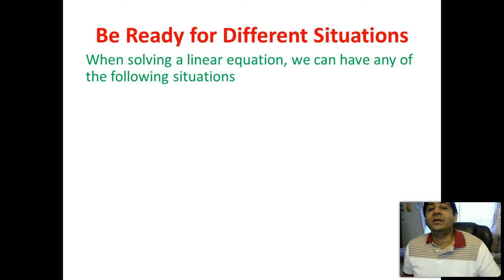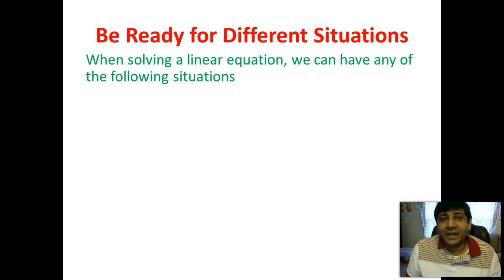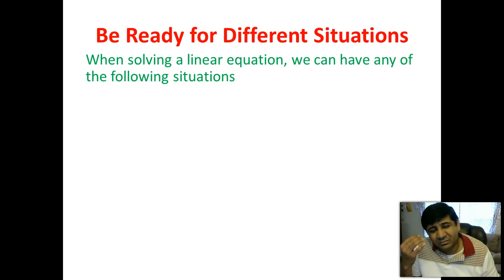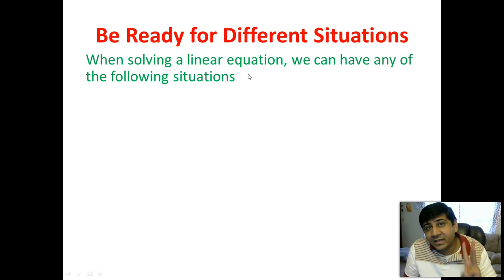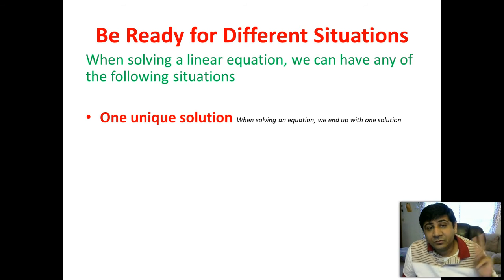Now things are not always as easy and straightforward as we saw in the previous example. In the previous example, the equation was given to you, we solved it, and we got a solution. But that's not always the case. Be ready for strange situations. When solving a linear equation, we can have any of the following situations. Three things can happen. First is what we already did: we will get one solution.